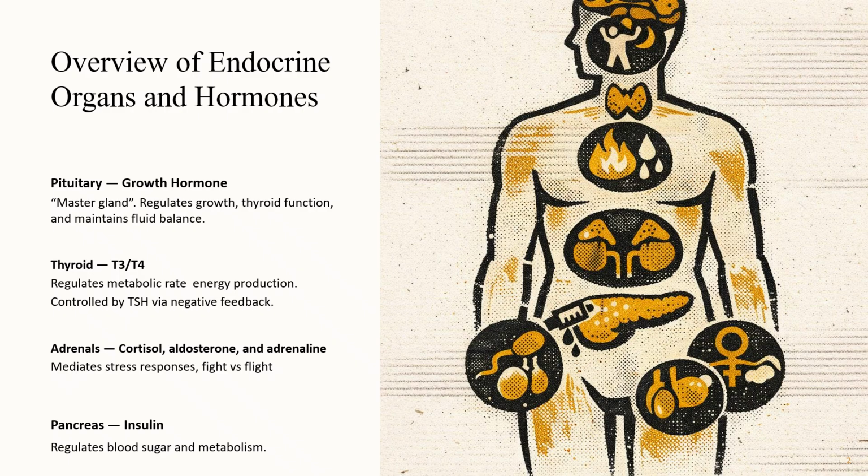The pancreas regulates blood sugar and metabolism by producing and secreting insulin and glucagon, each of which plays a role in maintaining metabolic balance. Disruptions in these systems can lead to a variety of clinical disorders.